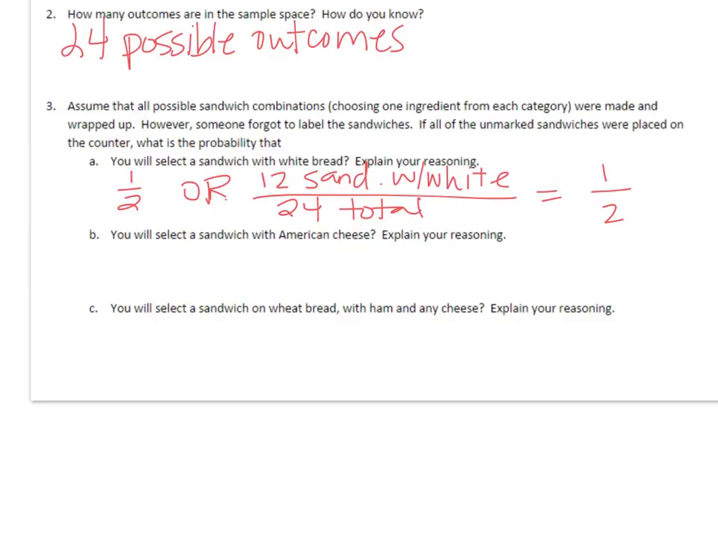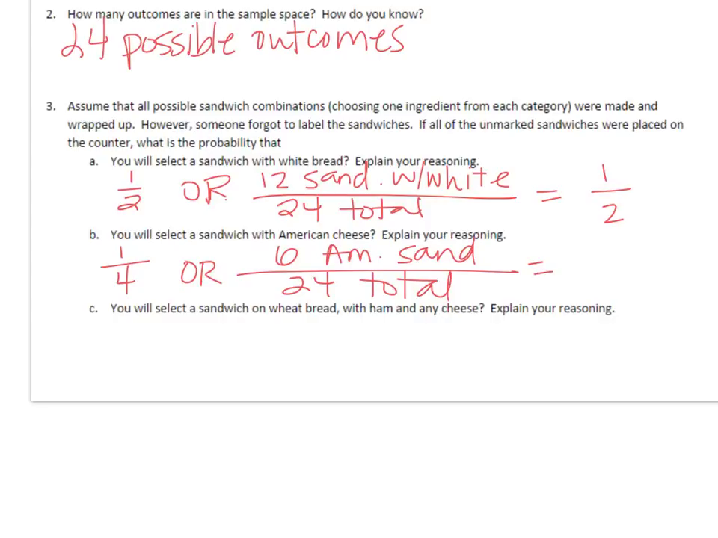B, you will select a sandwich with American cheese. Explain your reasoning. Very similar to that, instead of being 1 out of 2, in this case it would be 1 out of 4, because there's American out of the 4 possible cheese options: American, Swiss, provolone, and Munster. Or you could do it the other way, where if you count, there are 1, 2, 3, 4, 5, 6 possible sandwiches with American cheese. So that's 6 American sandwiches over your total 24. When you simplify, you can divide a 6 out of both the top and the bottom, and that gives you 1/4. So it's a 1 out of 4 chance you'll get one with American cheese.